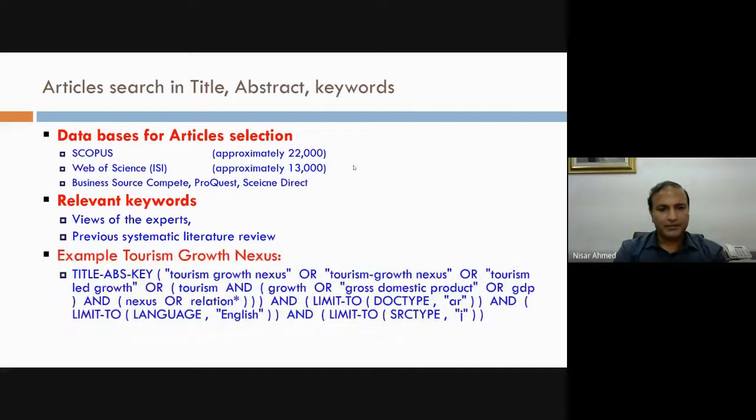And then, for example, for this tourism growth nexus, I use this search key. So you see, I was searching the papers in title, abstract, and keys, and I was searching tourism growth nexus. So if you put an inverted comma, then it searches the whole combination of these words, and then I searched all kinds of different things.